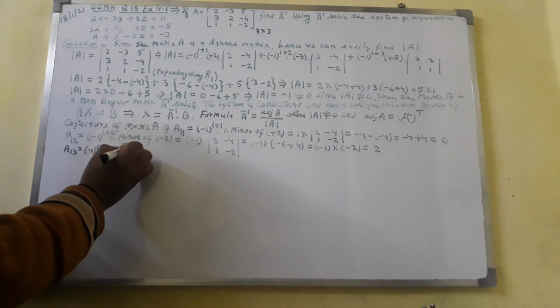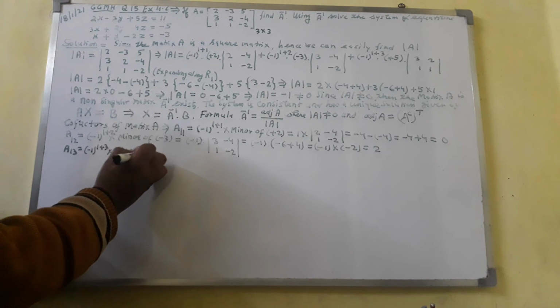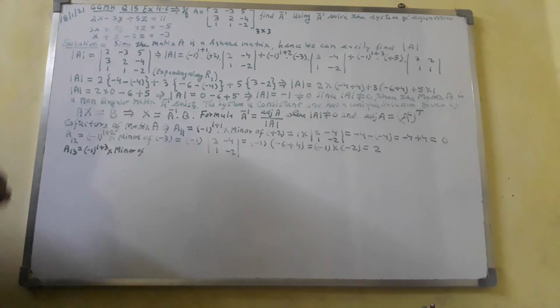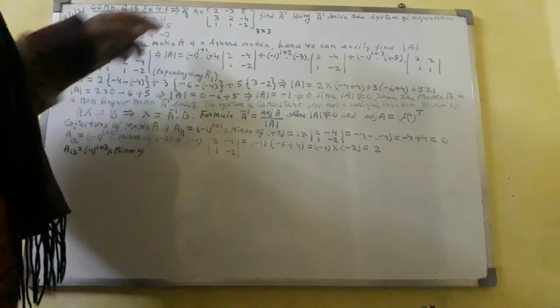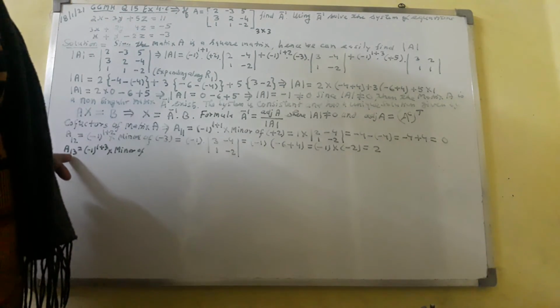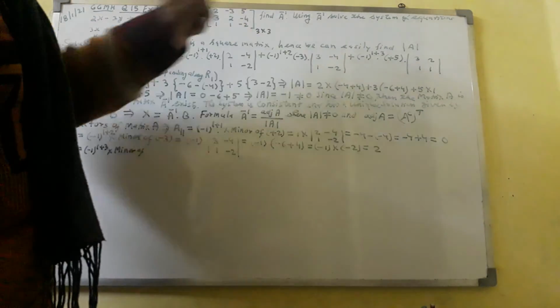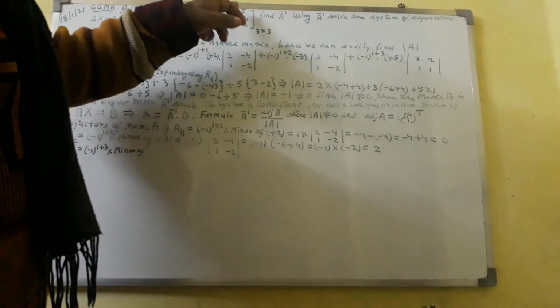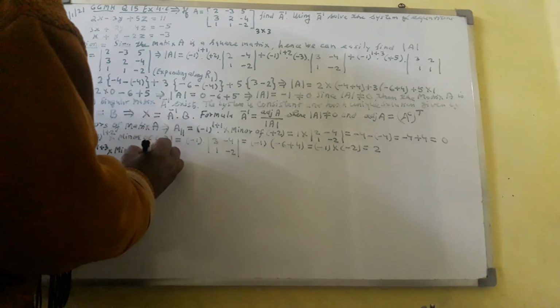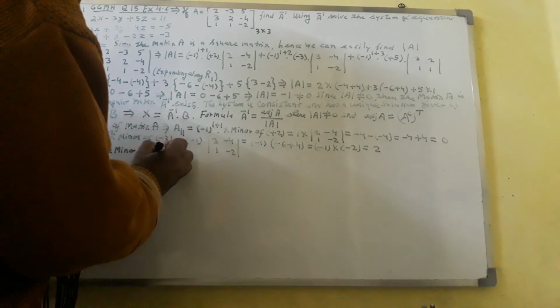Minor of. Now A₁₃, locate here. This is the matrix A, A₁₃. 13 means first row and 3 means third column. The element 5 will come. So minor of plus 5. You will get here minus 1 to the power 1 plus 3 times minor of plus 5.